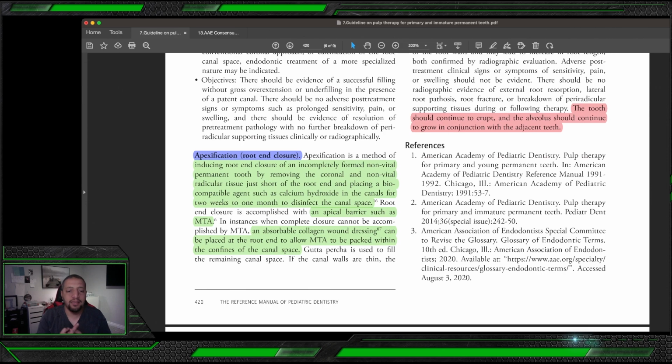Because this has a specific instrument, it's like a condenser, but in specific sizes, and you push the MTA. So if the apex is very big, you're going to use absorbable collagen wound dressing, which can be placed at the root end to allow MTA to be packed within the confines of the canal space.